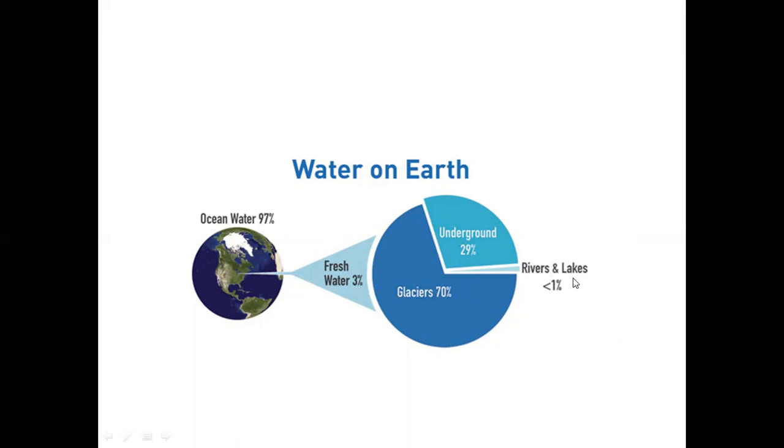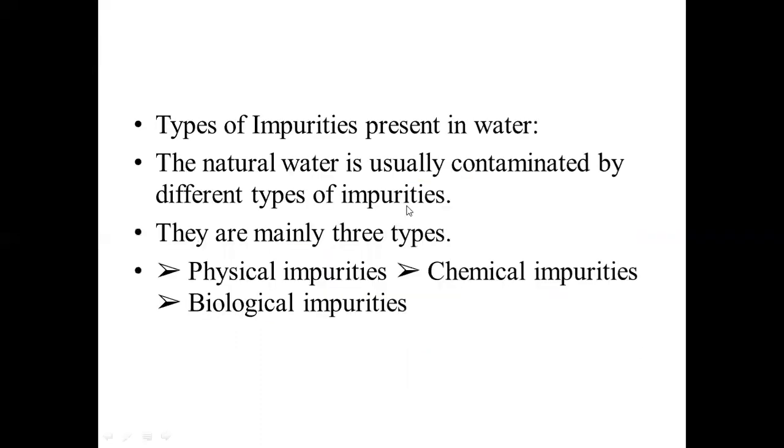Like that it is. Now, very important, we have studied whatever slides we are seeing. Now let us go to the next slide. Here we are able to see the impurities that are present in water. Natural water is usually contaminated by different types of impurities. Very important, natural water is usually contaminated by different types of impurities.